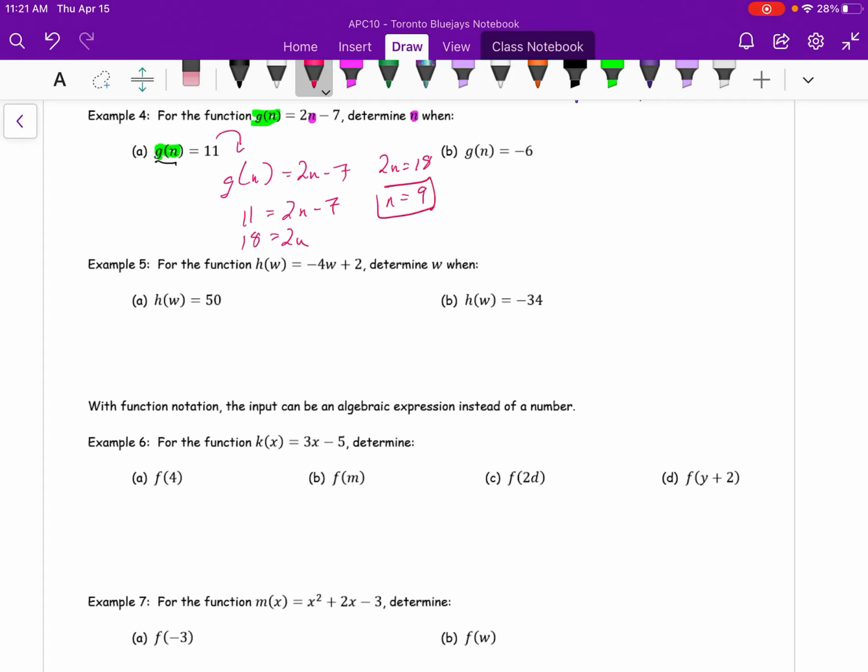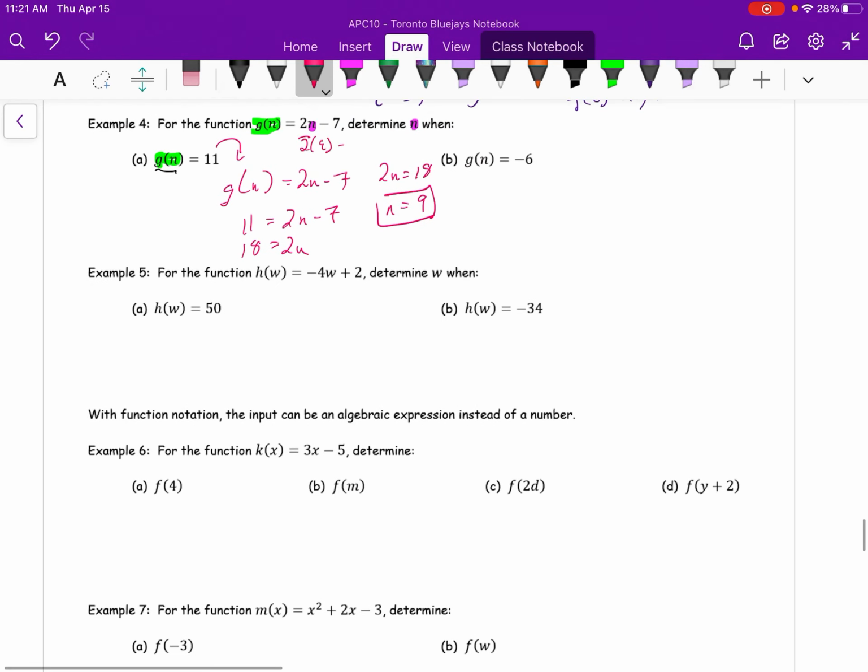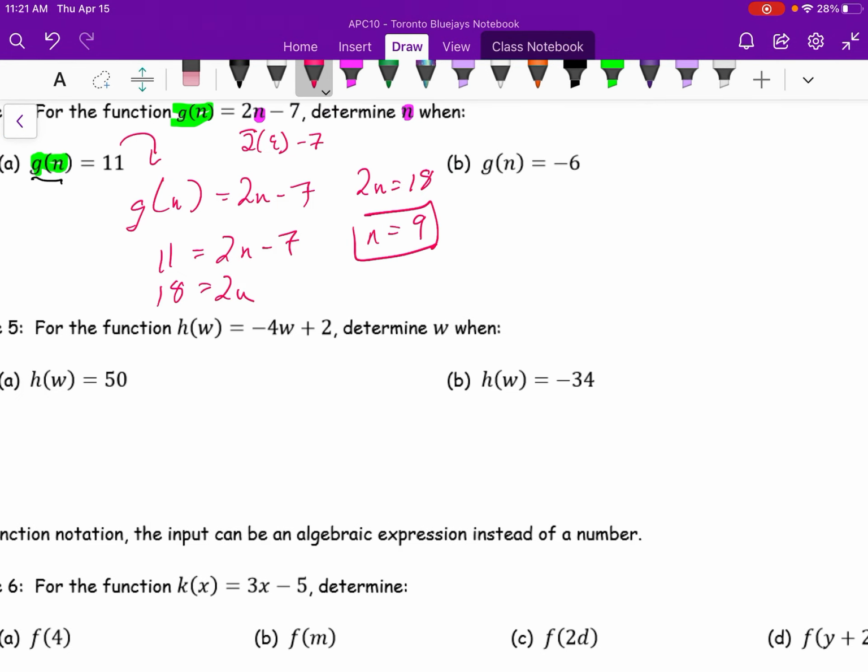And if you want to test it out, 2 times 9 minus 7, well, that's going to be equal to 11. B. I always like to write out my function. g of n is equal to 2n minus 7. I know the value of my function g of n, and that is negative 6. So I substitute negative 6 for g of n. So negative 6 is equal to 2n minus 7.